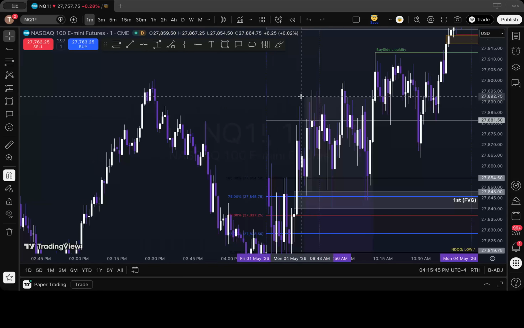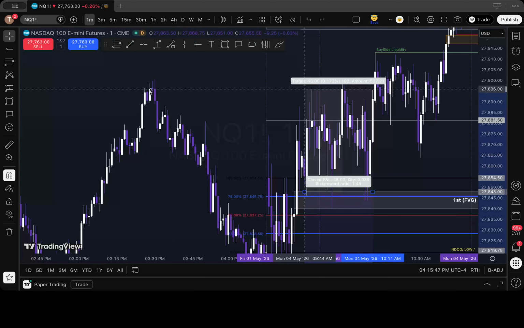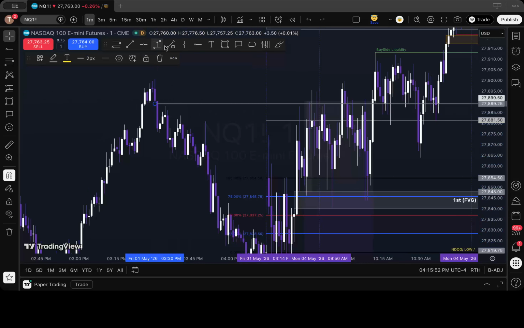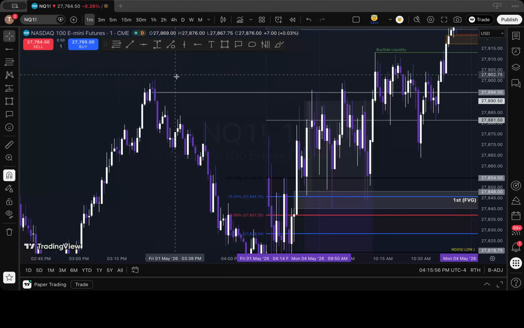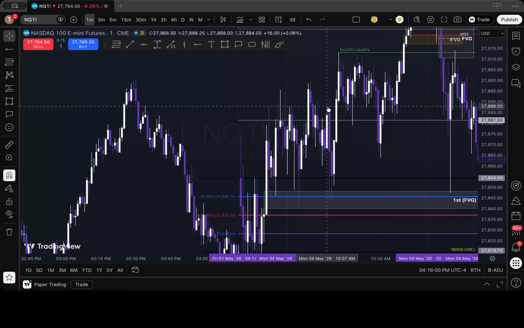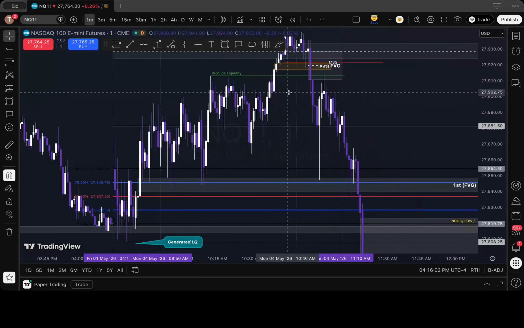And then you could have targeted that on the 1 minute basis. This fair value gap you see right there. Right there. Into 10 o'clock, 11 o'clock, and then you're out of your position. And then you're done for the day.